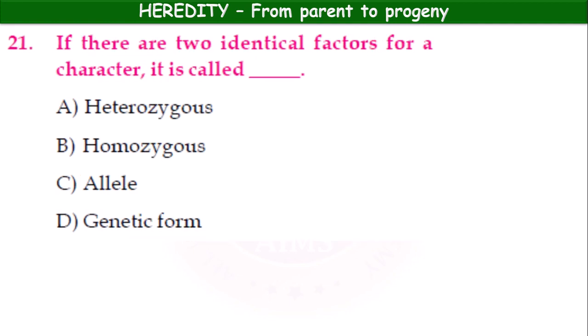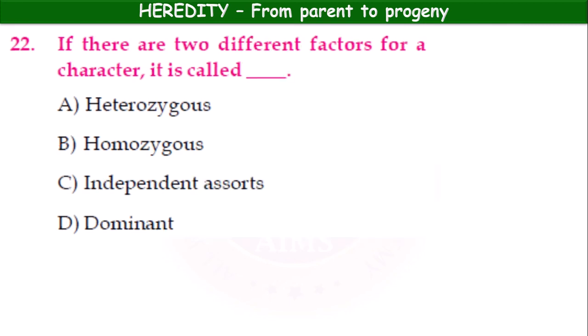Option A. If there are two identical factors for a character, it is called heterozygous, homozygous, allele, genetic form. It is a homozygous, two identical, that is capital T, small t, capital Y, two identical characters. So, such thing is called as a homozygous, such characters.